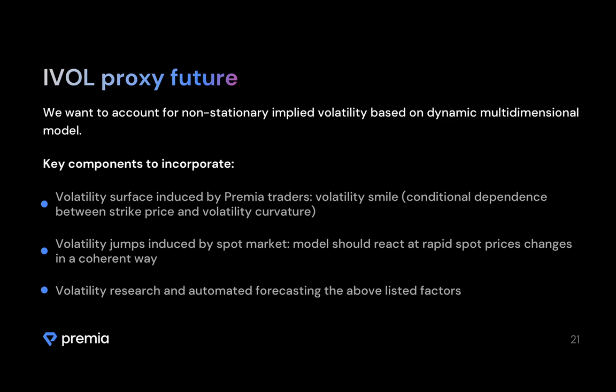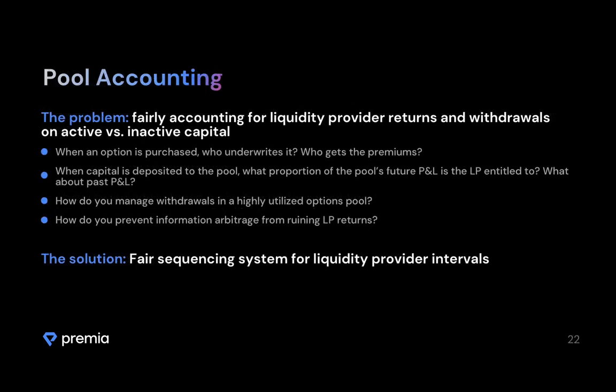Thanks, Enzo. The main problem with pool accounting is how do you fairly account for liquidity provider returns and withdrawals on active versus inactive capital? We have some examples to exhibit this, and it might seem self-explanatory at first, but I promise you the problem is far from that. When an option is purchased and there are multiple liquidity providers in the pool, who should underwrite it? Who should get the premiums? What about when capital is deposited to the pool? What proportion of that pool's past and future profit and loss should that liquidity provider be entitled to?